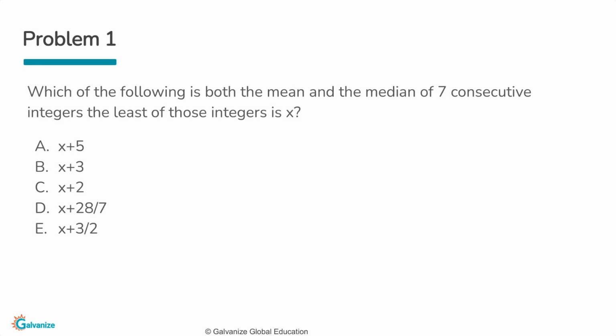Which of the following is both the mean and the median of 7 consecutive integers? There are 7 consecutive integers, right? Consecutive means the numbers which are next to each other. Now, the least of those integers is x. The smallest number among those 7 numbers is given to be x. The question is, what could be the mean? Could it be x plus 3 or x plus something else?